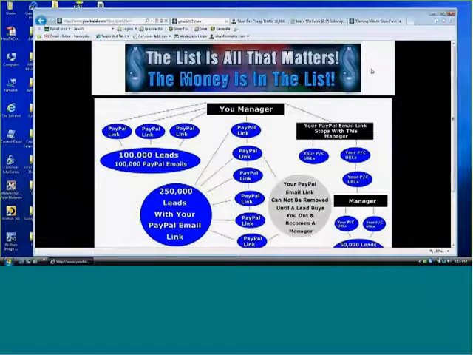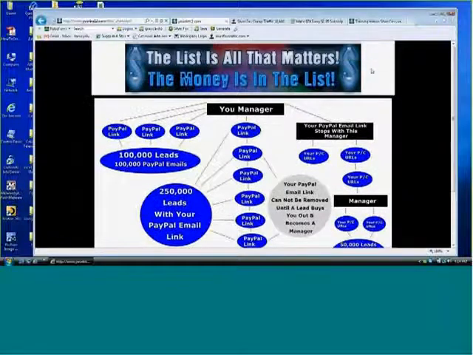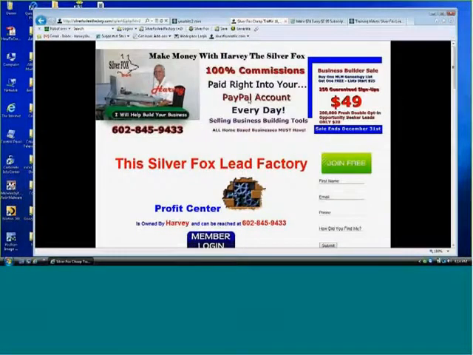So this happens to be the flow chart. I'm going to get into this in just a minute. Of course, the list is all that matters. The money's in the list. This is the flow chart for the Silver Fox Lead Factory, a system which generates leads for any money-making opportunity you happen to be working.